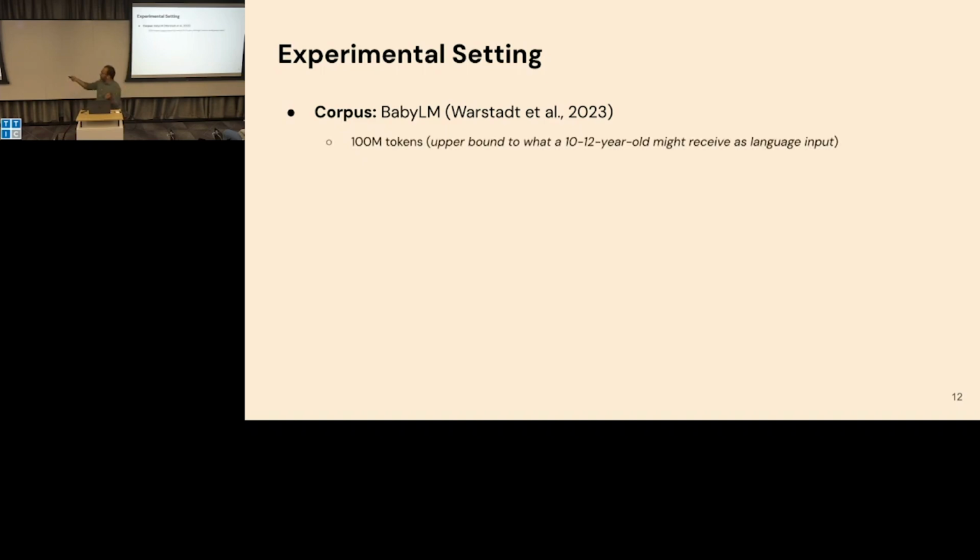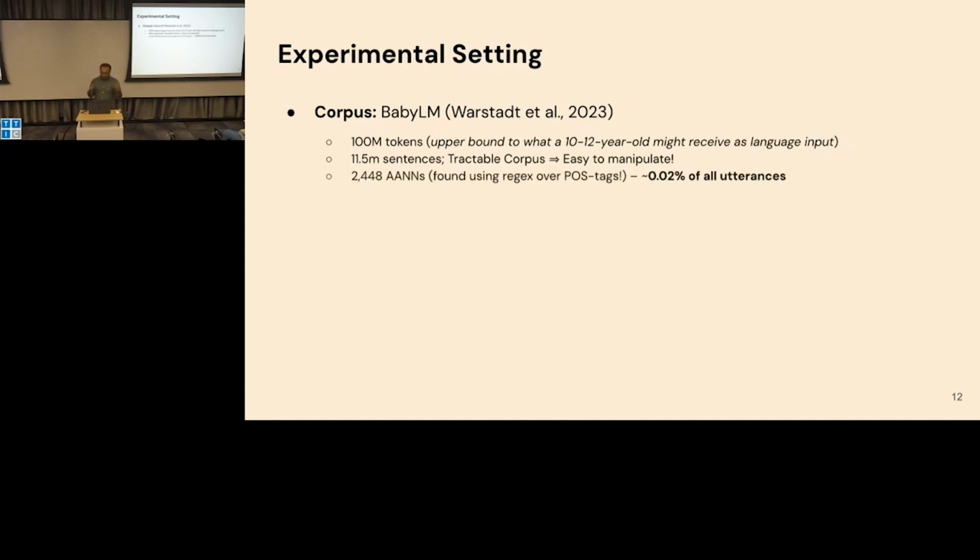And so we used the BabyLM corpus, which was built using child-directed speech, so transcripts from caregiver to child conversations, children's books, simple Wikipedia. I do not want to claim that content-wise it is developmentally possible, but in terms of amount, it is just 100 million tokens, which is an upper bound to what a 10 to 12-year-old native English speaker might receive as language input. Again, an estimate, so that might vary quite a bit. And so it has 11.5 million utterances, which makes it easy to manipulate, hopefully.